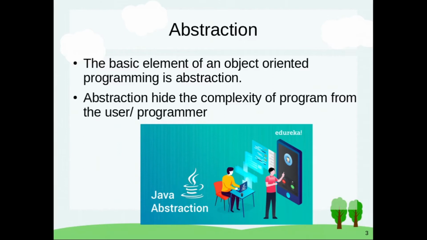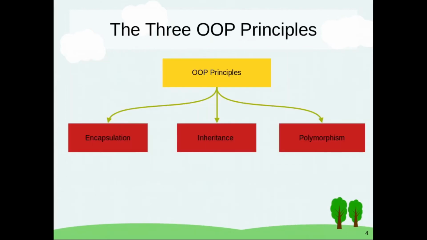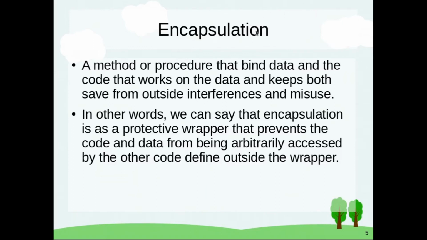Let's proceed. There are three OOP principles: encapsulation, inheritance, and polymorphism. Let's talk about them one by one. What does encapsulation mean? A method or procedure that binds data and the code that works on the data and keeps both safe from outside interference and misuse.